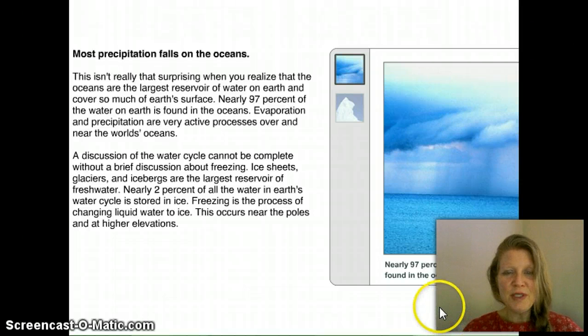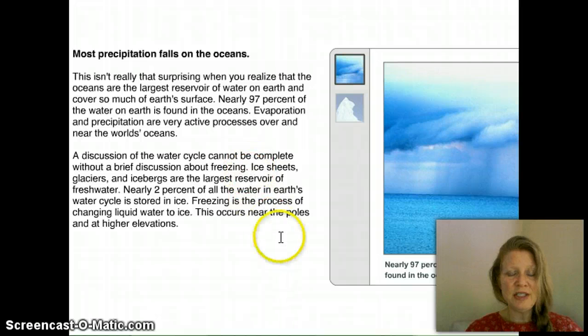We know that most precipitation on Earth falls in our oceans. Nearly 97% of all the water on Earth is found in the oceans. And we also know that the water cycle can't be complete without learning about the freezing state, like ice sheets and glaciers and icebergs. They're about the largest reservoir of fresh water that we have on planet Earth.